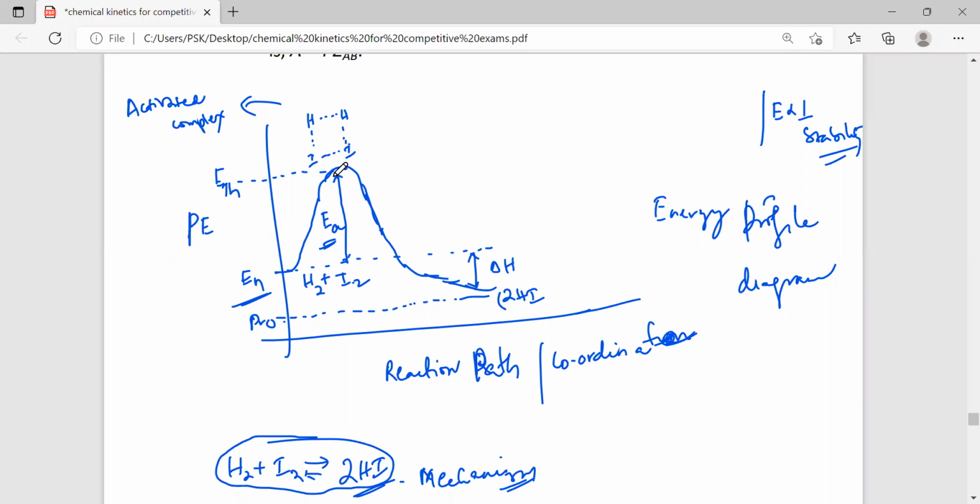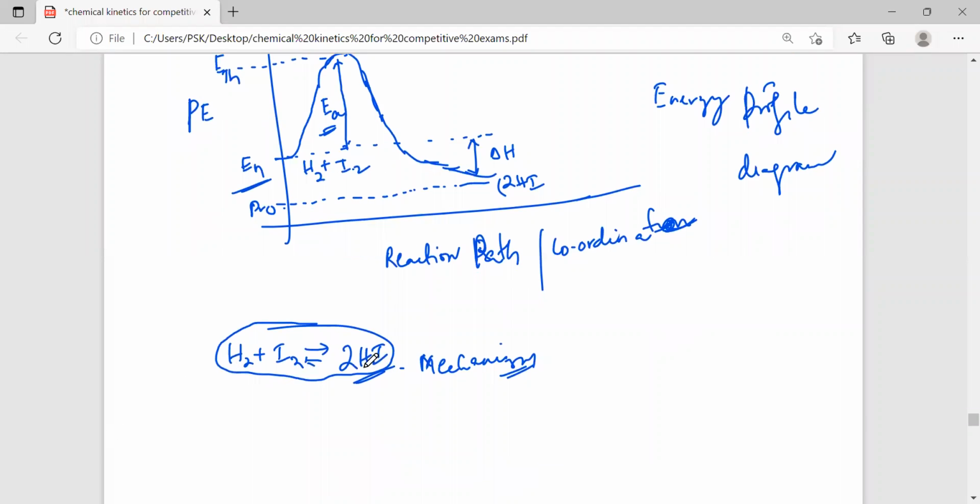So when the molecule gets activated, the molecules react with each other to form an intermediate compound, or an activated complex. This activated complex has excess energy, higher energy. Therefore, they have minimum stability. They decompose to give product. So how do I write the reaction? So this is the reaction overall.